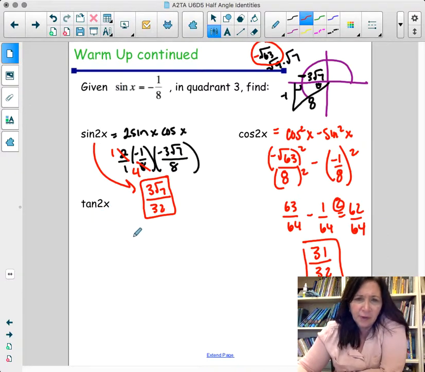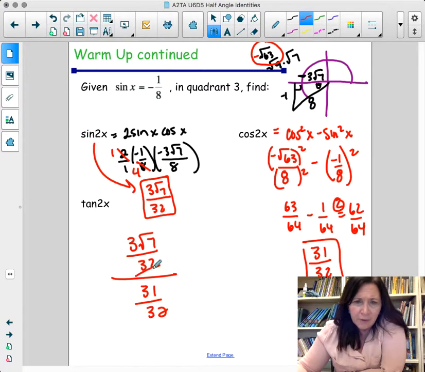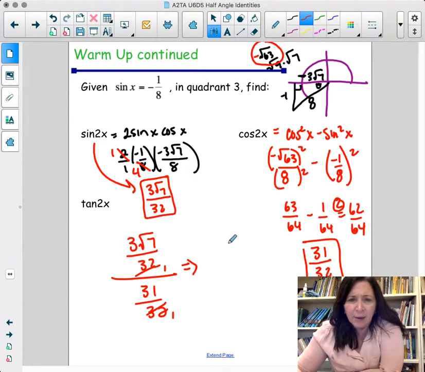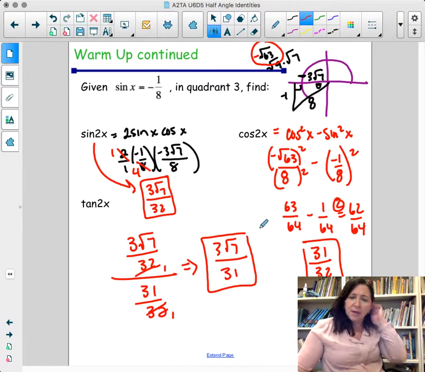sine over cosine. So that's going to be 3 root 7 over 32 divided by 31 over 32. My 32s will cancel when I multiply by the reciprocal. And now I'm going to get 3 root 7 over 31. And that's tangent of 2 theta.